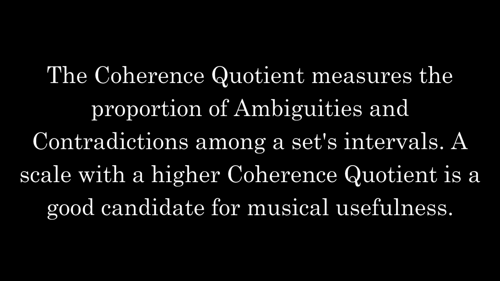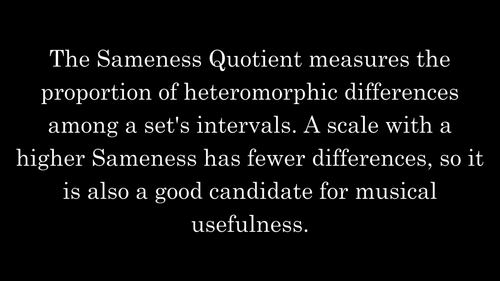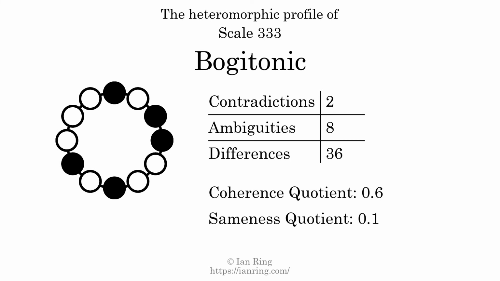The coherence quotient measures the proportion of ambiguities and contradictions among a set's intervals. A scale with a higher coherence quotient is a good candidate for musical usefulness. The coherence quotient is 0.6. The sameness quotient measures the proportion of heteromorphic differences among a set's intervals. A scale with a higher sameness has fewer differences, so it is also a good candidate for musical usefulness. The sameness quotient is 0.1.